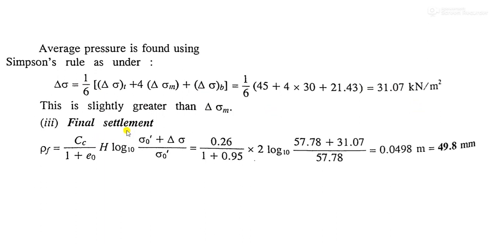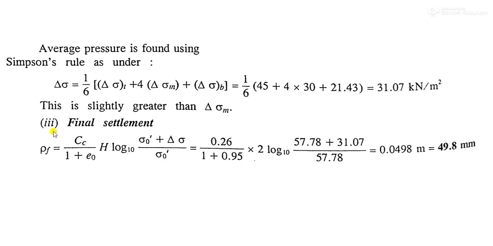This is slightly greater than delta sigma m, the incremental pressure at the middle position. This value is about 30. So here it is written, this is slightly greater than the incremental pressure at the middle portion. Now finally, the final settlement.